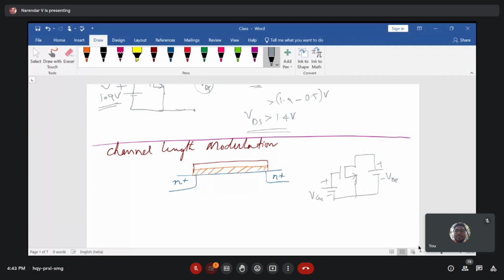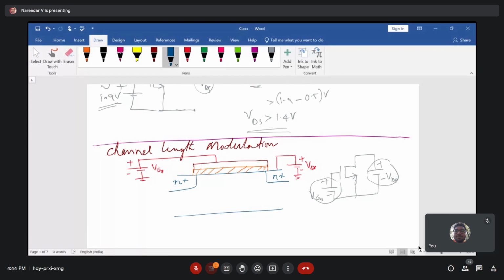So you are applying this gate to source voltage and drain to source voltage, on the drain terminal and gate terminal. Let me connect those terminals here. I'll connect my gate to source voltage here. This is VGS, positive and negative, and here it is VDS, positive and negative. And this is our MOS transistor.